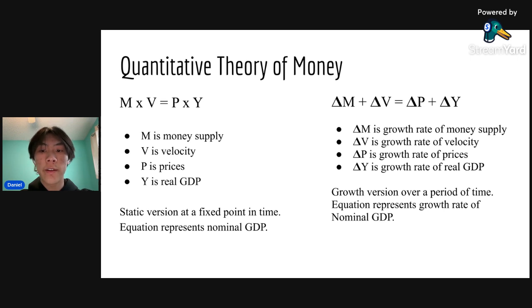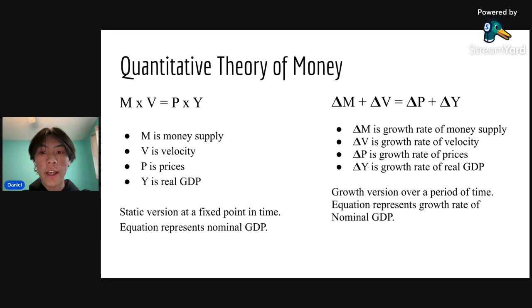It is expressed by the equation money supply times velocity, in other words, how frequently a certain amount of money is spent, equals prices times real GDP. This is the static version of the equation, which captures an economy's nominal GDP at a single point in time.